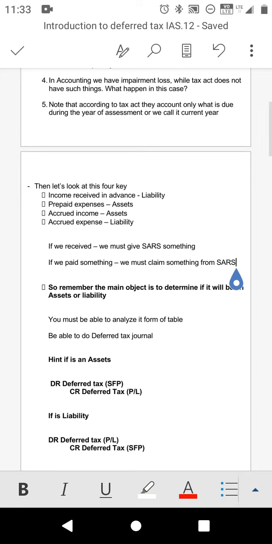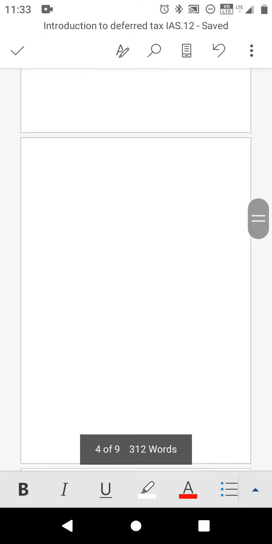If we receive something, we must give SARS something. We only claim something from SARS if we paid something. Simple as that. That's the rule that will assist you to understand these four components. Okay, now let's go back to that question.